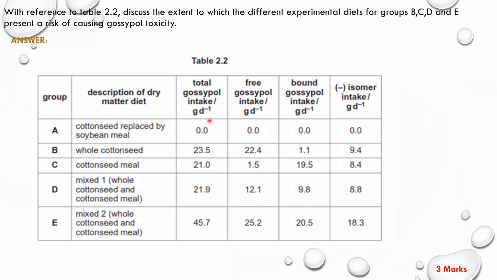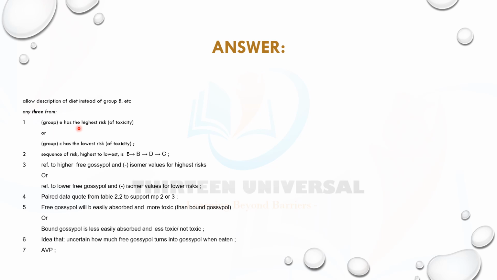And of course, if you check, you can also find that this has the highest and this has the lowest. With reference to free gospel, it is the highest risk. The one that has the free gospel has the highest risk, like I've mentioned. Always quote data. Free gospel will easily be absorbed, because it is not attached to protein, so it gets into the blood, and once absorbed, it causes more toxicity.